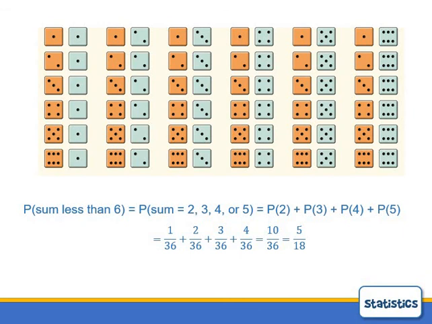But it winds up being 1 out of 36 plus 2 out of 36 plus 3 out of 36 plus 4 out of 36. We've got a common denominator. It adds up to 10 out of 36 or 5 out of 18. Here I slashed through the ones that would be a success. Okay? So there winds up being 10 of those out of the 36.